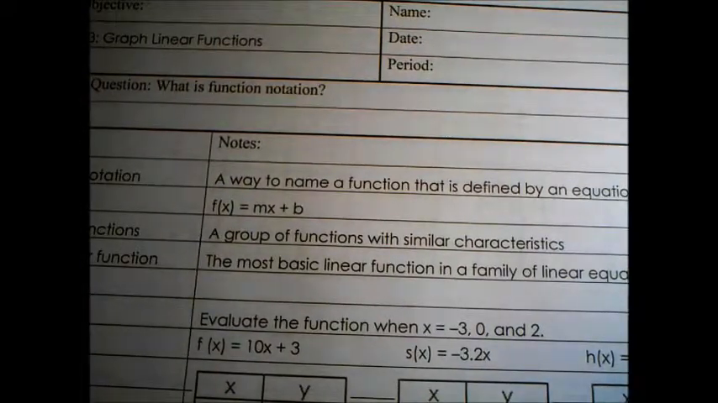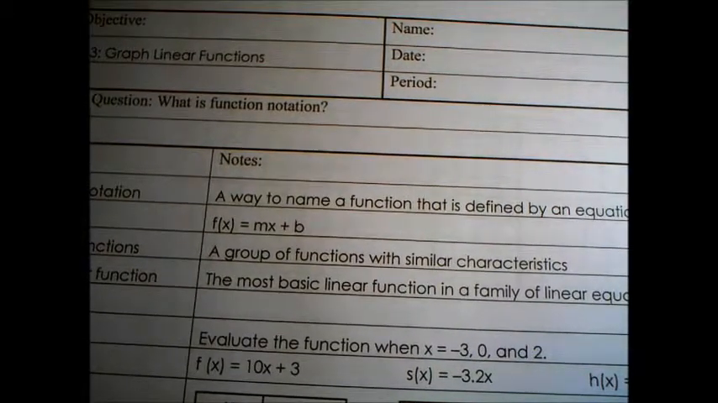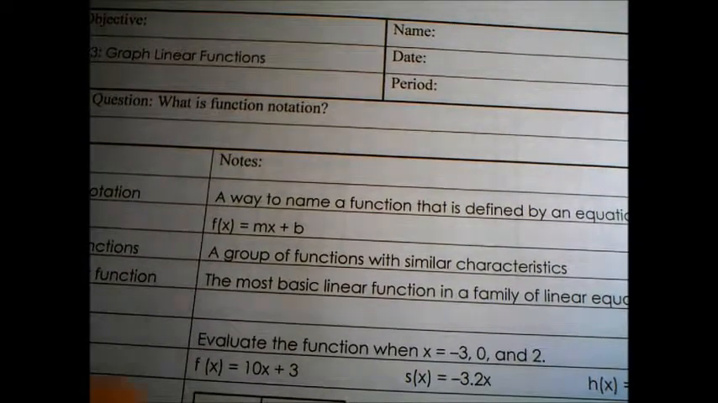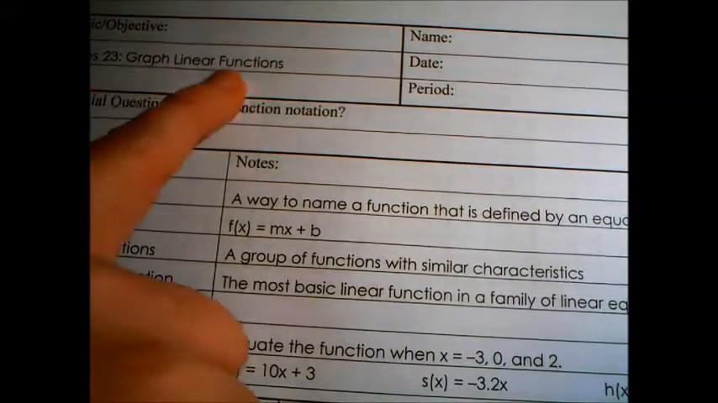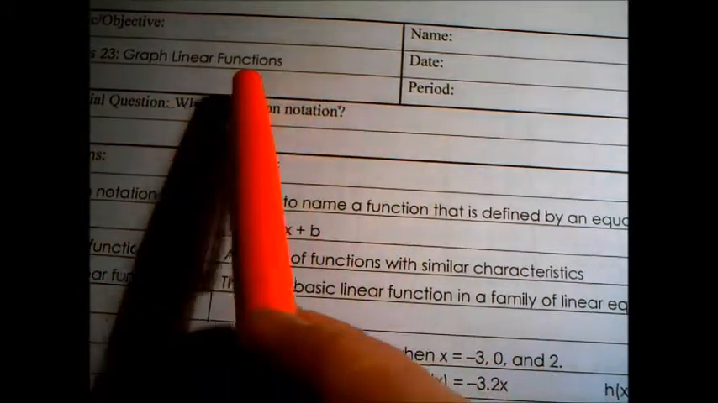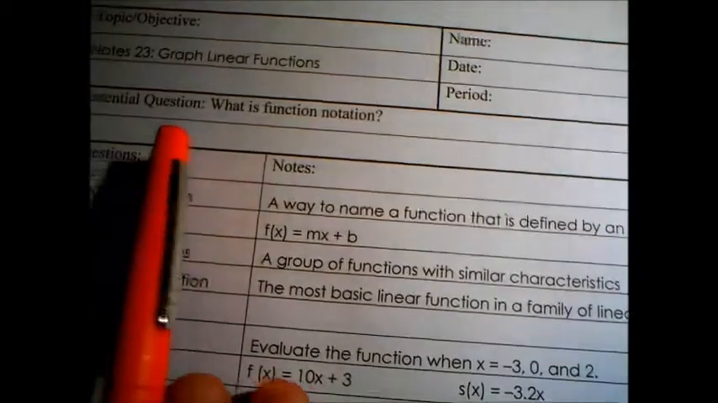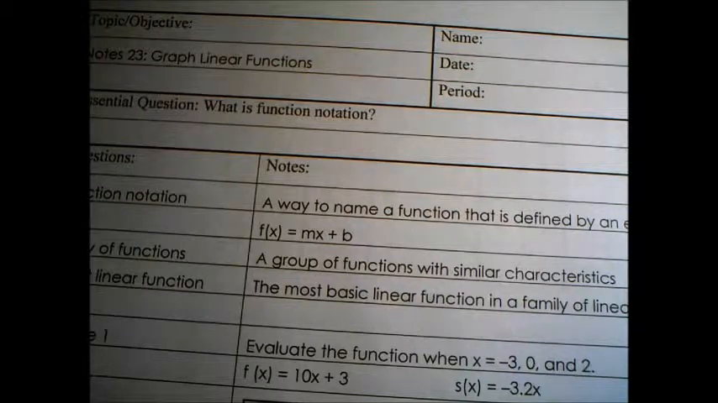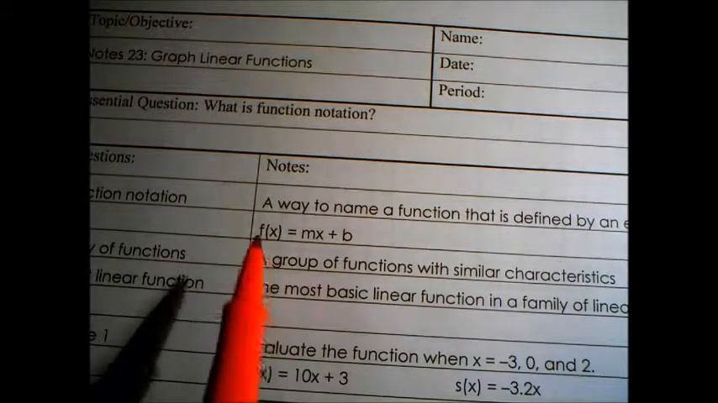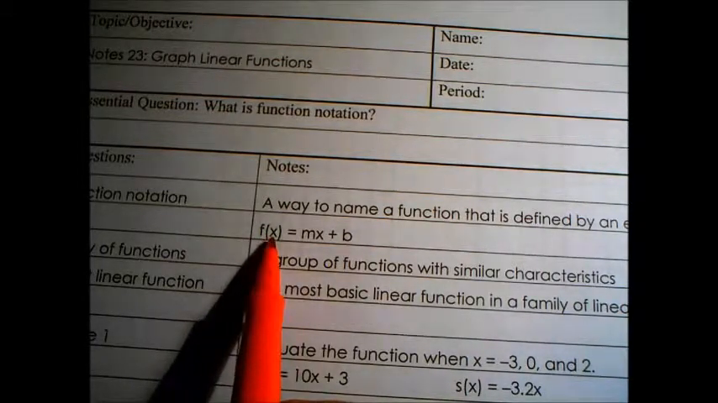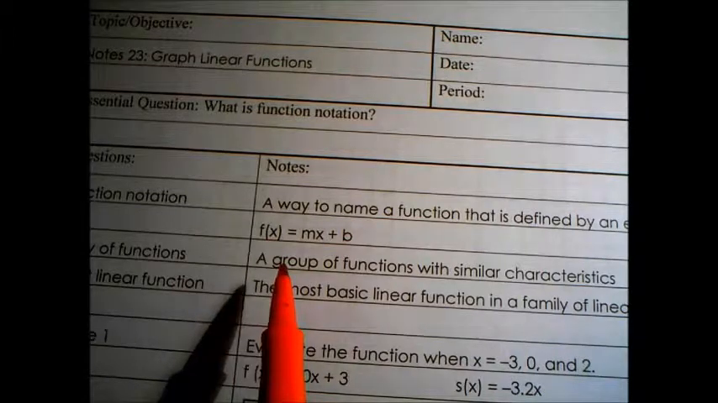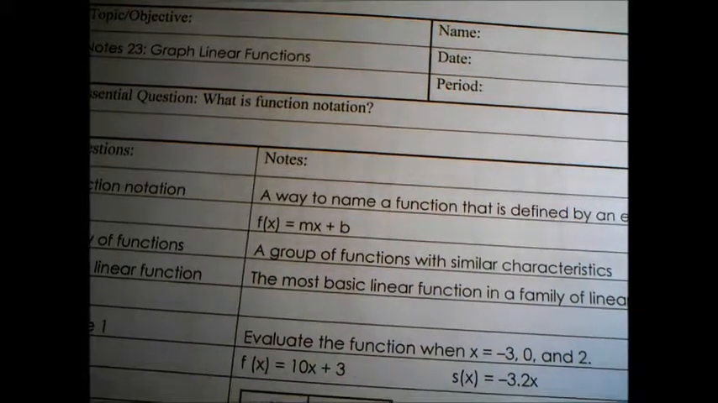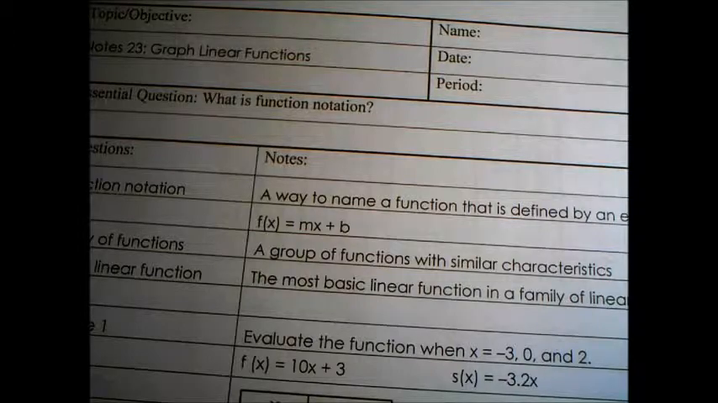Okay, this is Algebra 1 notes, the last one for this chapter, so yay! It says notes 23 is graphing linear functions this time. So functions are different. The essential question is, what is function notation? Well, to answer that, function notation is where you have an f of x notation, and it is a function, so you cannot have x's repeat.